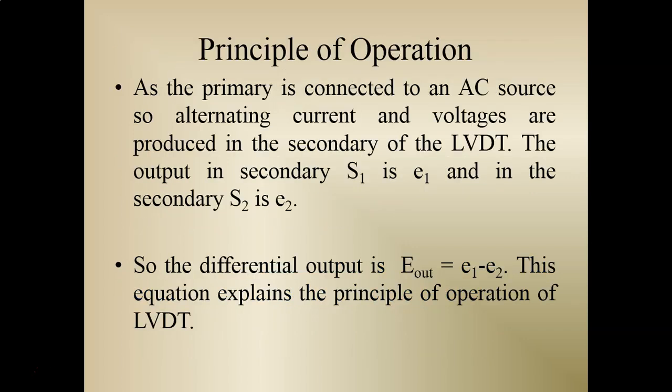Principle of operation. It is similar to the transformer principle, as we know that in a transformer, when input supply is given to the primary winding, the flux from the primary winding travels through the core to the secondary winding. And if the circuit is closed in the secondary winding, current will flow in the secondary winding. So here also, based on the position of the core, the output voltage will be produced in the secondary winding.